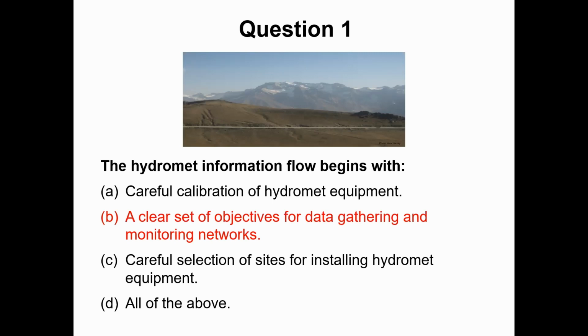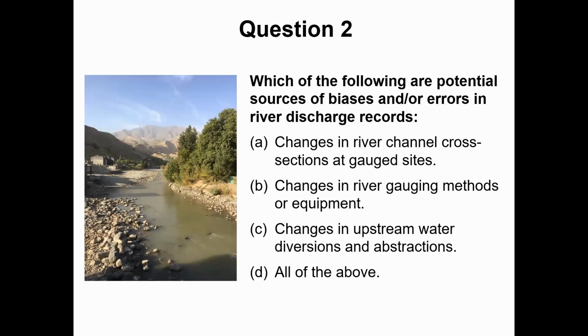All right, ready for question 2. Which of the following are potential sources of bias and or errors in river discharge records? Is it A, changes in river channel cross-section at gauge sites, B, changes in river gauging methods or equipment, C, changes in upstream water diversions and abstractions, or D, all of the above? What do you think?